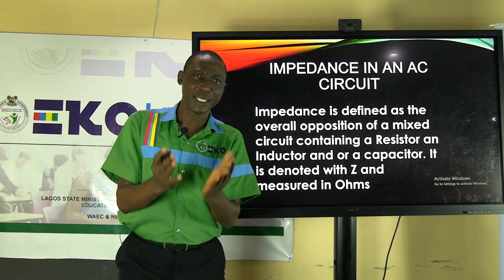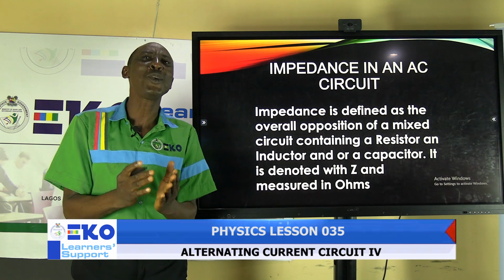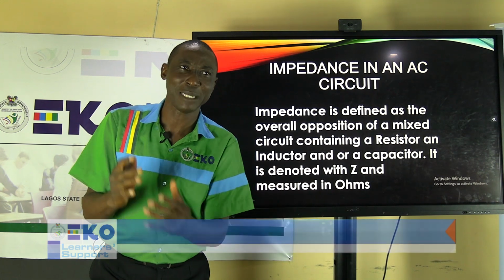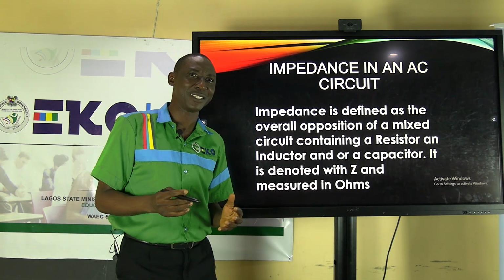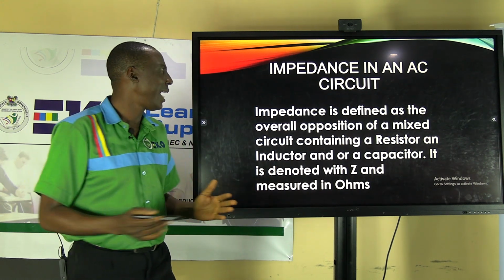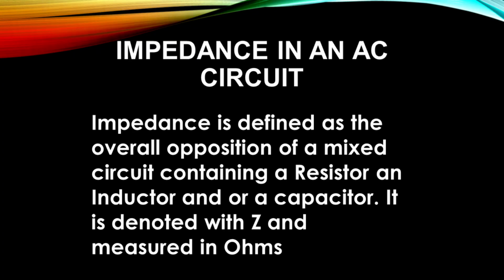Just like what we have in sequence and series. The moment you introduce a sign, then it turns to series in mathematics. The same way is applicable in physics. When you have two or more oppositions, then you have impedance. And that is why impedance is defined as the overall opposition of a mixed circuit containing a resistor, an inductor, and or a capacitor. You can see the conjunction, and or a capacitor. And it is denoted with Z and measured in ohms.